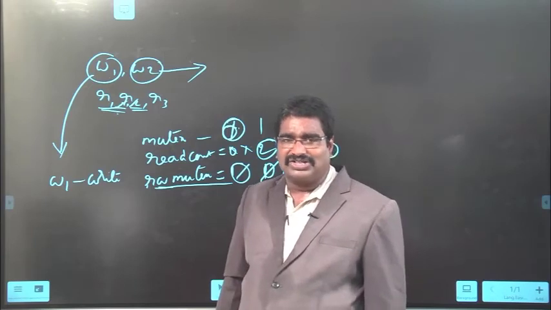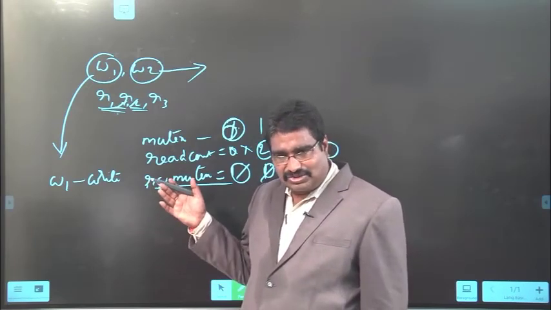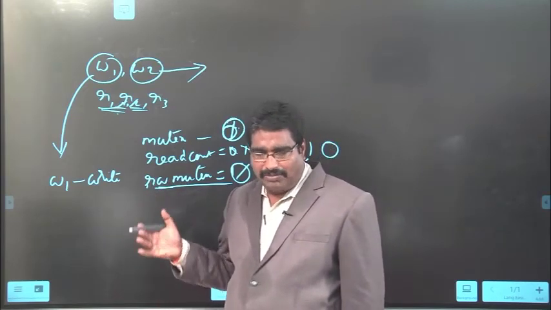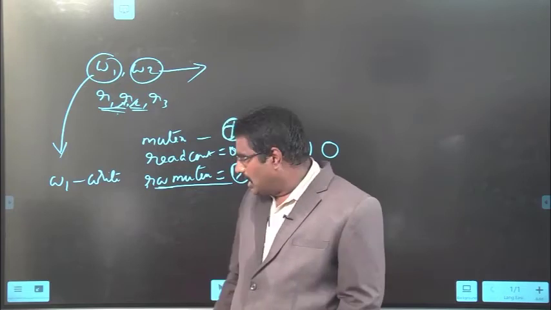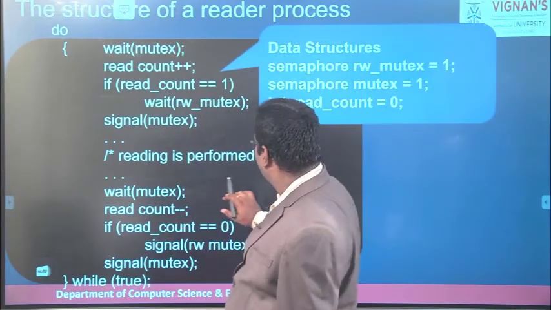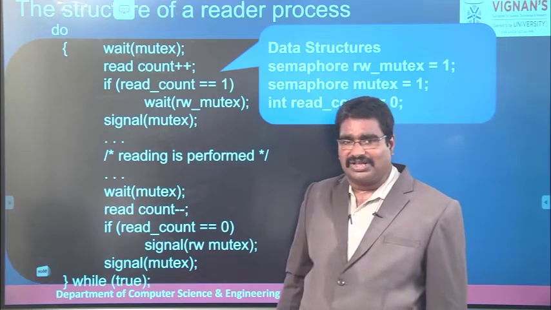So I hope you understand the readers writers problem, what the reader process and the writer process are, what the problem is in the readers writers problem, and what the algorithm for the readers process is. In the next class we will discuss the dining philosophers problem.